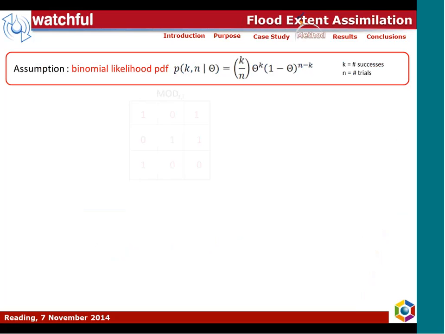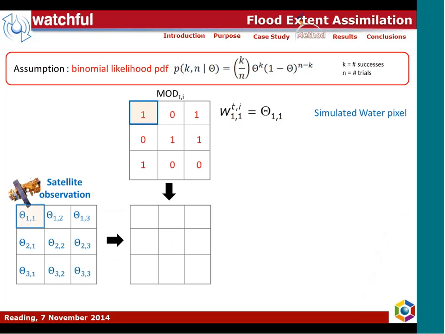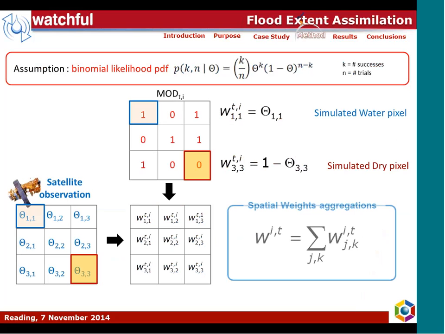So in fact, what we had to do was we had to assume a binomial likelihood PDF. So in fact, it just compares the binary flood map obtained from your model with the flood probability map that you obtained from satellite observations, and you combine these two data sets to compute an aggregated weight for every model realization, so every ensemble member.